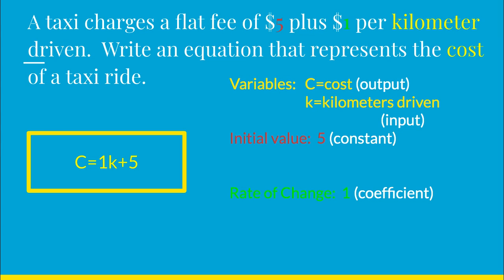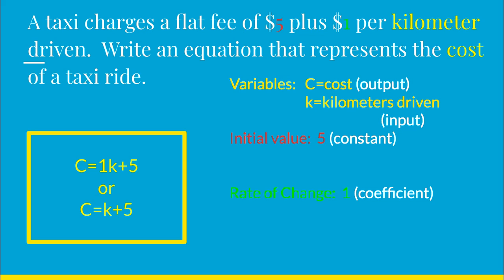This one's a bit of a special case because we have 1 as a coefficient. We don't actually need to write the 1, so you could write this equation as C equals K plus 5, the number of kilometers driven plus 5.